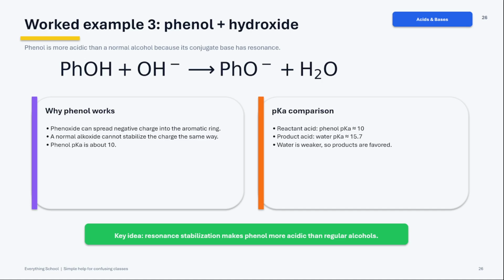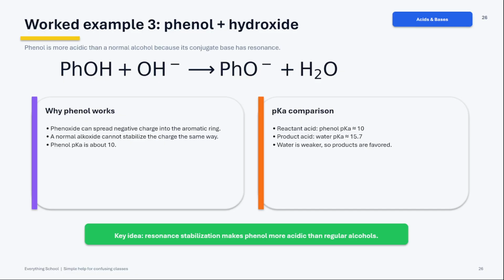Phenol is more acidic than a normal alcohol because its conjugate base has resonance. Why does phenol work? Phenoxide can spread negative charge into the aromatic ring. A normal alkoxide cannot stabilize the charge the same way. Phenol has a pKa of about 10.